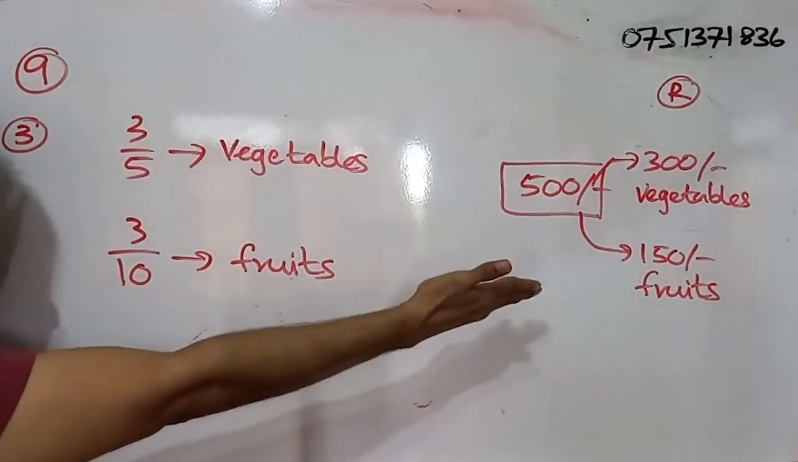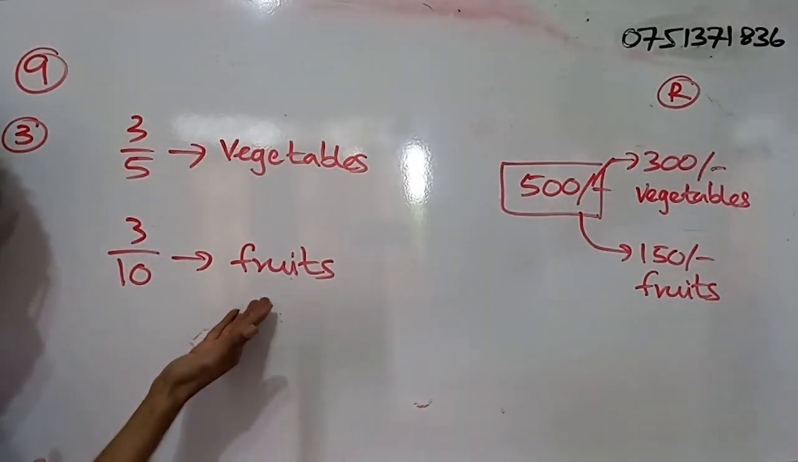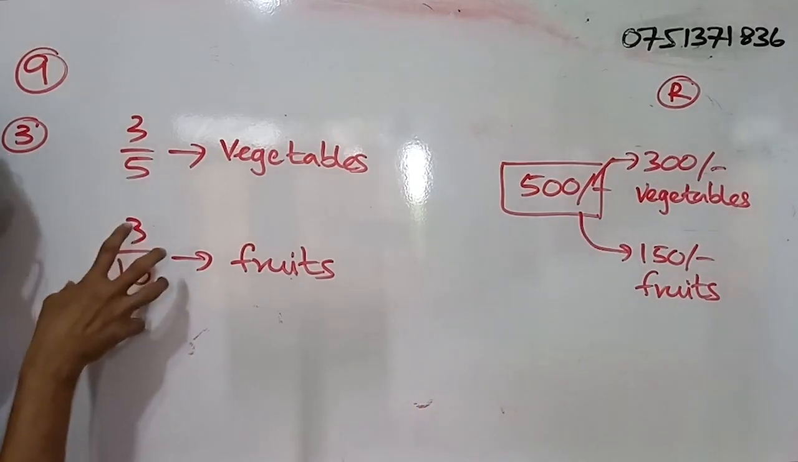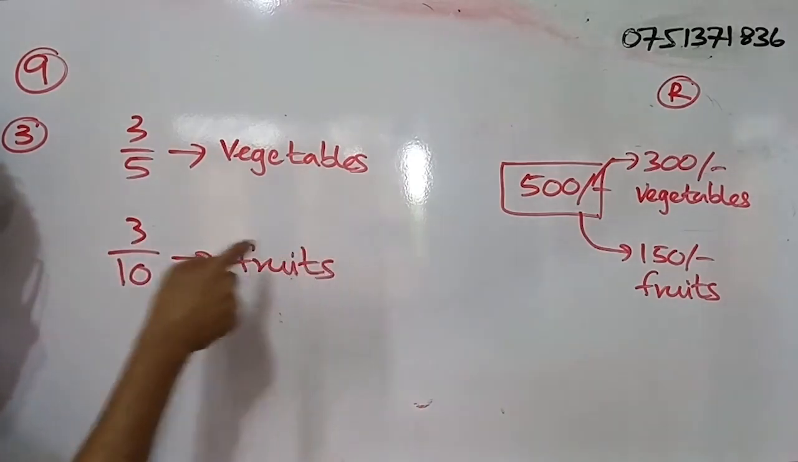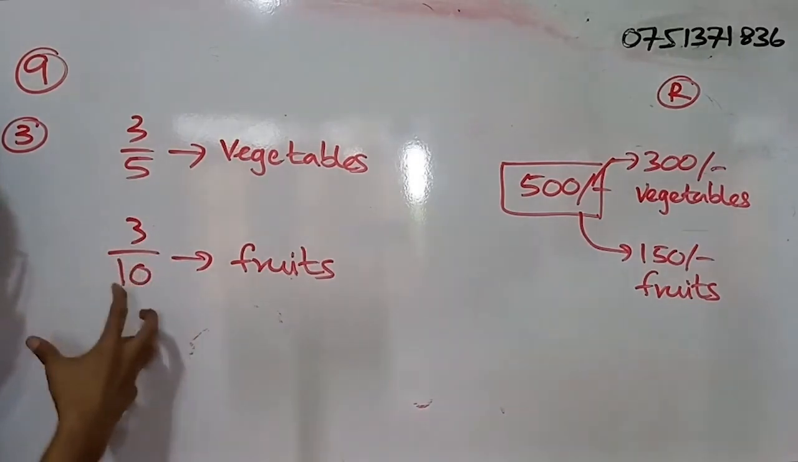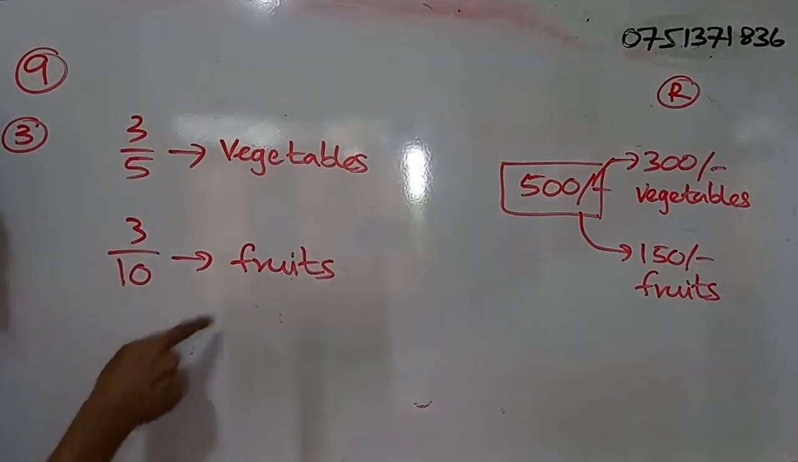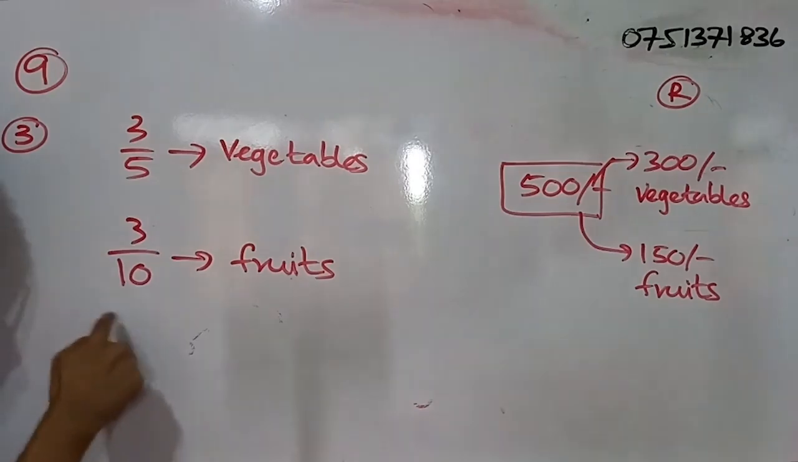She spent 150 rupees for fruits, no? So when we represent that amount as a fraction, considering the total amount of money that she took, what will it be as a fraction?